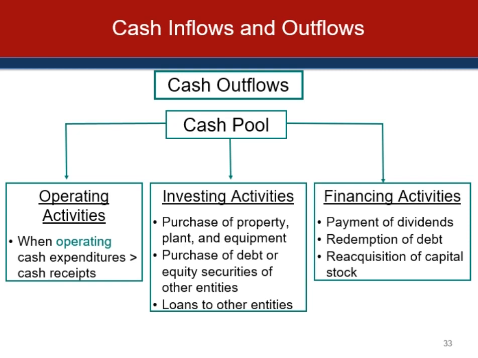Cash outflows represent the other half of all of the transactions, so operating cash expenditures in excess of the cash receipts, so you pay more than you get. That would reduce the cash available. That would be a cash outflow. Investing activities, when you purchase long-term assets such as property, plant, and equipment or other equity securities, or when you lend money to other entities, would reduce the amount of cash you have. Financing activities, the payment of dividends is always a cash outflow. Redemption of debt would be when you pay off the debt that you owe.